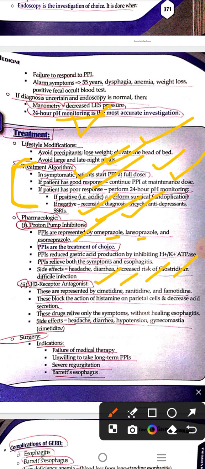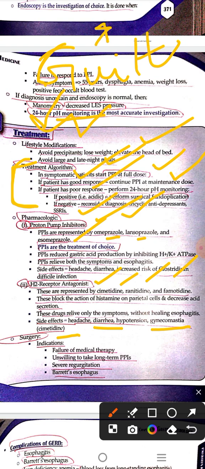Here are some other drugs, prokinetic drugs: metoclopramide, domperidone. Cimetidine has some adverse effects like mentioned here. You can remember it from a mnemonic: GUILT. It has anti-androgenic effects, and these are an exaggeration of those anti-androgenic effects. G for gynecomastia, I for impotence, L for loss of libido, T for transient oligospermia.